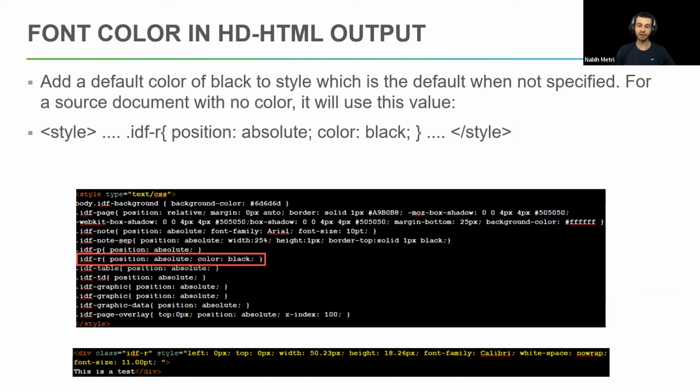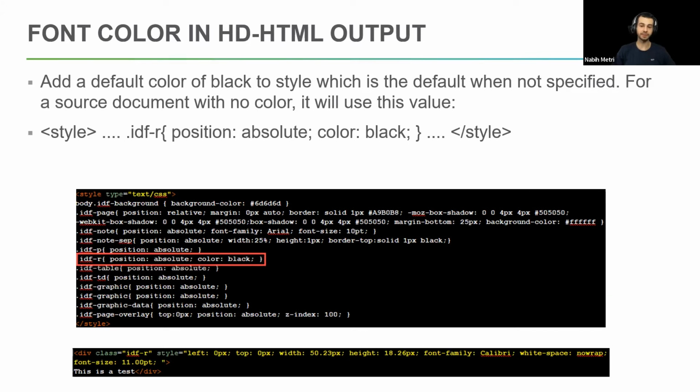Here we actually have another idea from the community. Keep telling us what you're looking for from document filters, and we'll do our best to provide that. So the idea actually focused on the font color in HD HTML output.